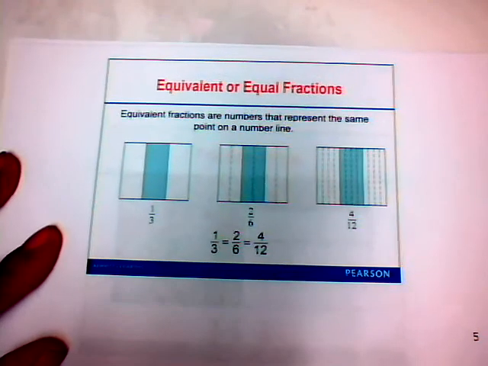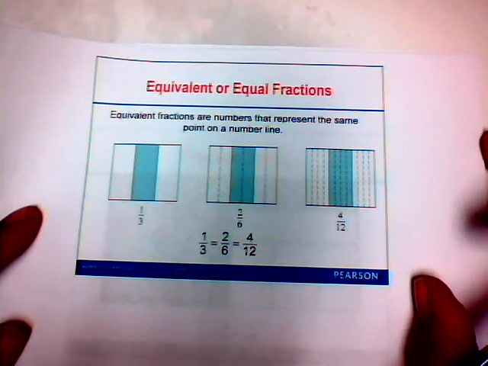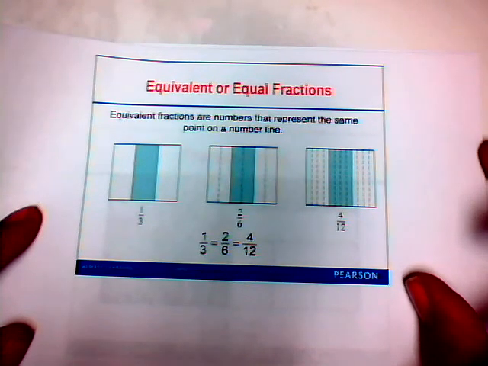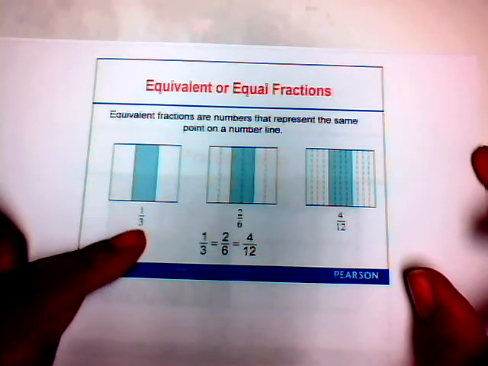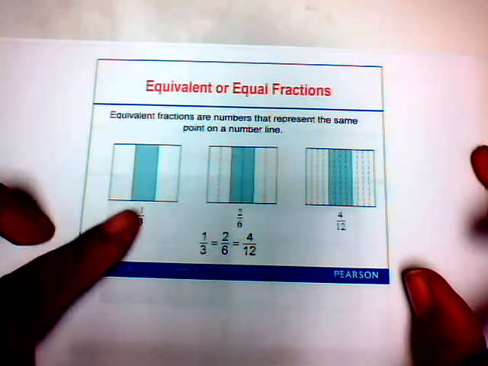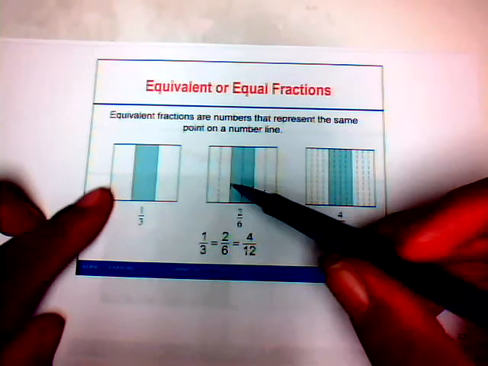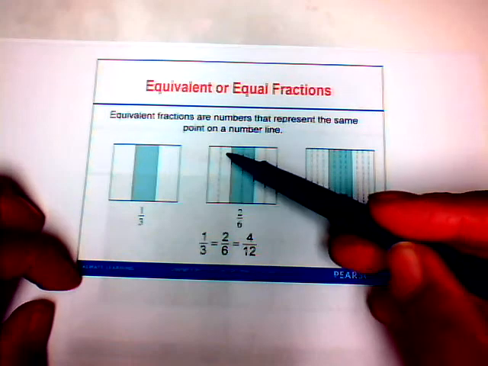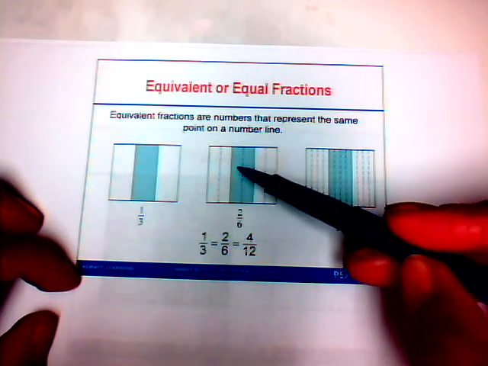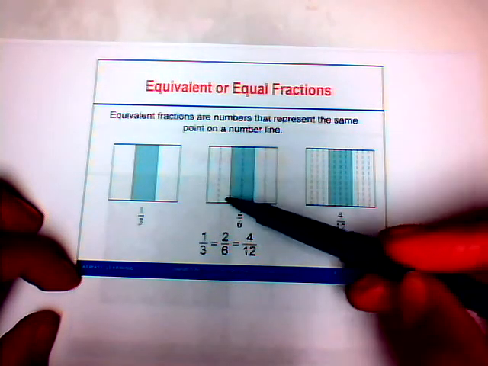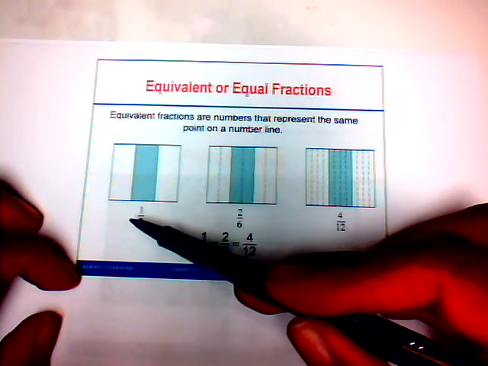Let's look at equivalent fractions, sometimes called equal fractions. Equivalent fractions are numbers that represent the same point on a number line. Let's take, for example, this representation of 1/3, where this box is shaded. One of the boxes is shaded out of 3, so that's 1/3. If we take each of these individual boxes and cut them in half, now we have 6 smaller boxes. In this case, 2 of the 6 smaller boxes are shaded. So 2/6 is an equivalent fraction of 1/3.